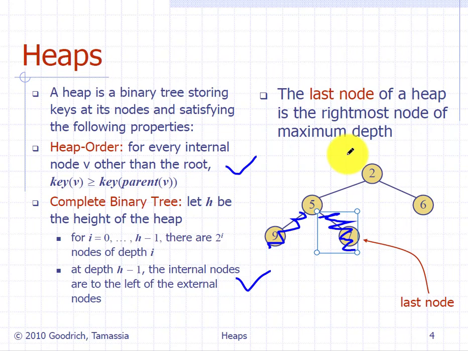Okay, and the last node of the heap is the rightmost node of the maximum depth. So in this case it is 7. If I just remove these, it'll be 7. That's the last node.